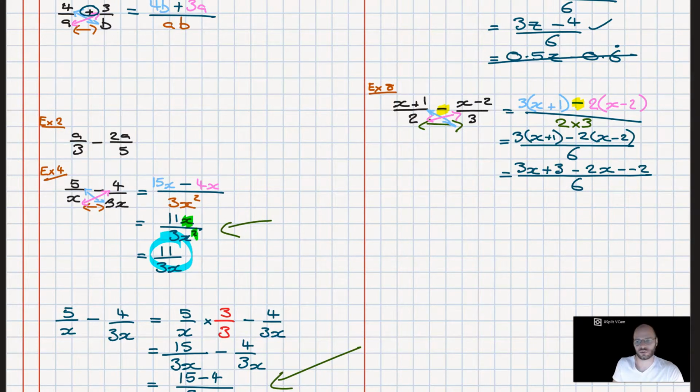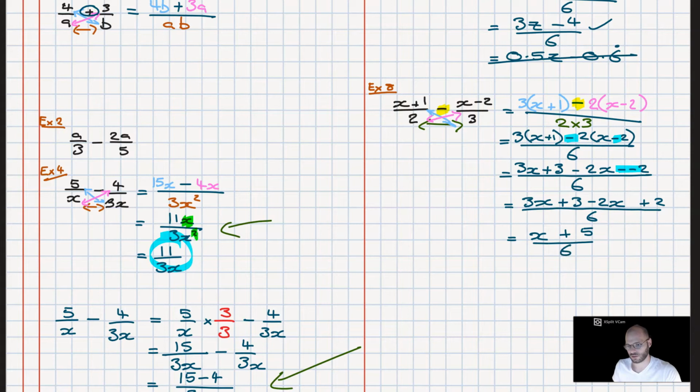So notice this little step here. There's a minus there and a minus there, so these two are going to be a double negative. Easy mistake to make. So that's going to become 3x plus 3 minus 2x plus 2 all over 6. Collecting like terms, 3x minus 2x is simply x, plus 3 plus 2 is 5, all over 6. And thus we get to our final answer here, (x plus 5) all over 6. So much cleaner than what we started off with here.